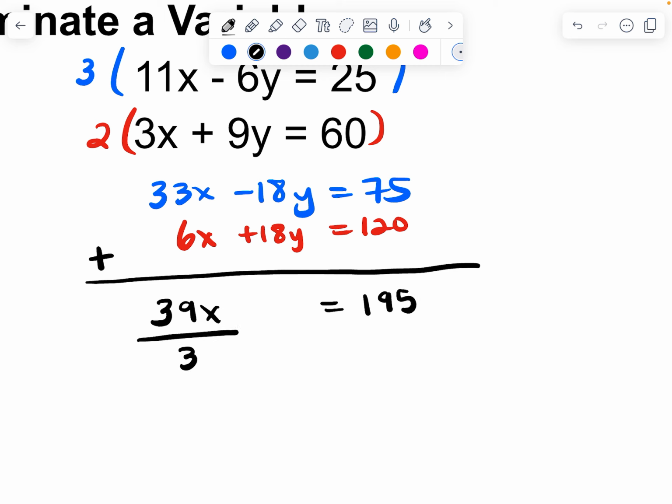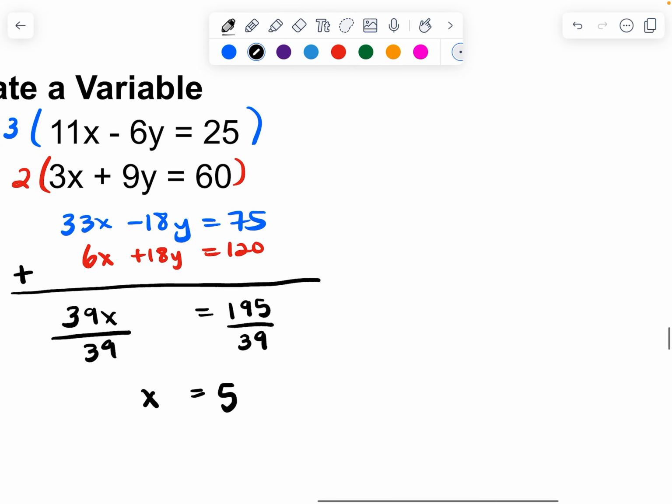I divide by 39. X equals, I have no idea. Where is my calculator? I actually could probably figure that out. Oh, easy peasy, 5. Now, does it matter which one I plug it back into? Absolutely not. Which one am I going to do? I don't know, just the first one, I guess.